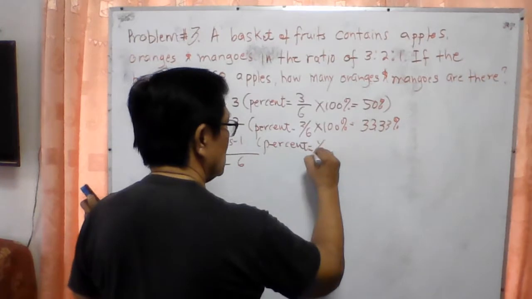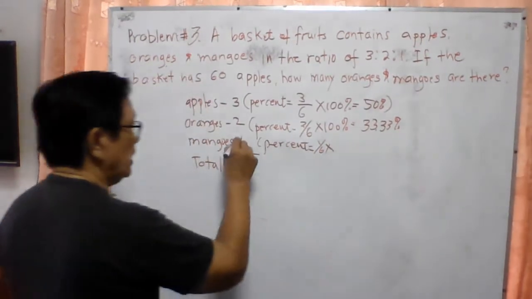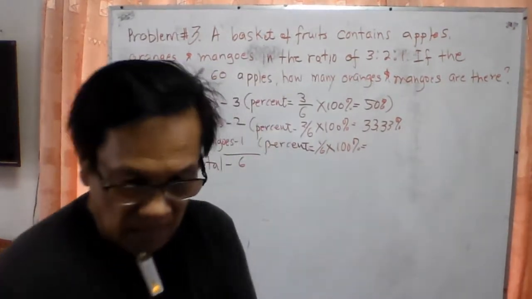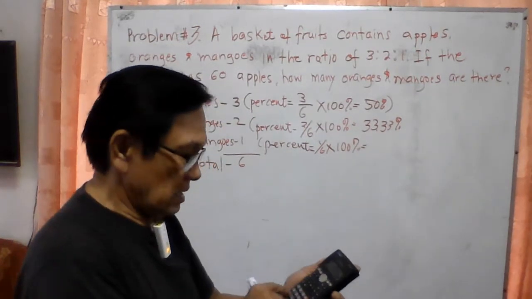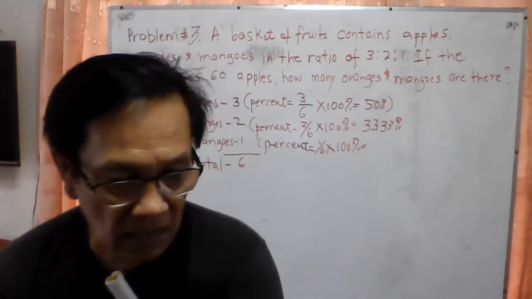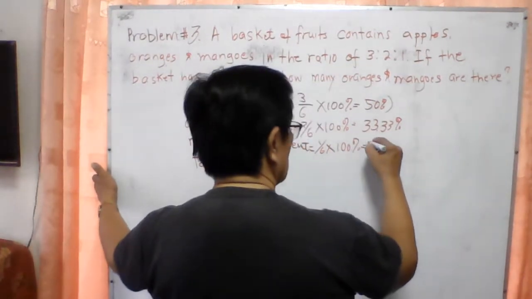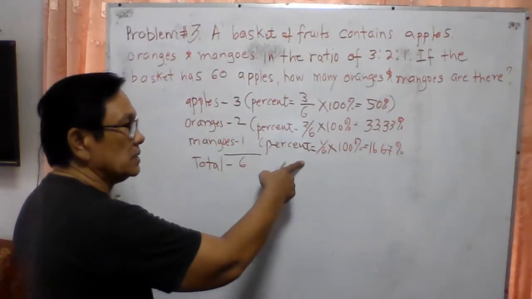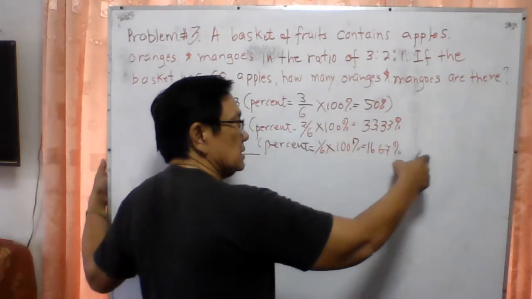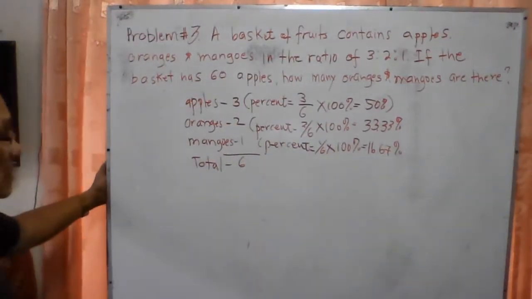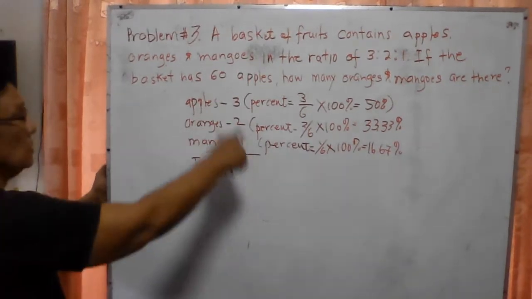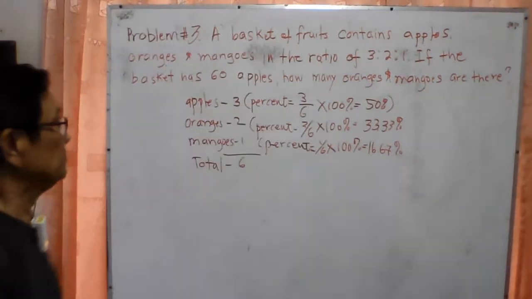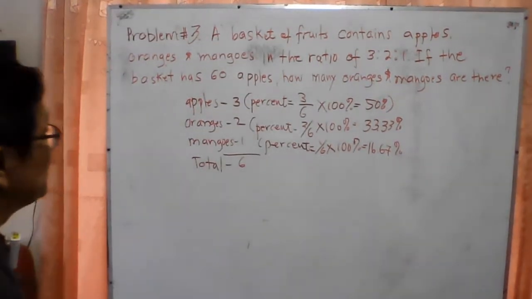The mangoes, percentage of mangoes is 1/6 times 100%. 1/6 gives us 16.67%. Similarly, the actual result here is 16.666666, never ending 6s. Okay, now that we have all of these percentages, we can proceed with solving that by using ratio and proportion.